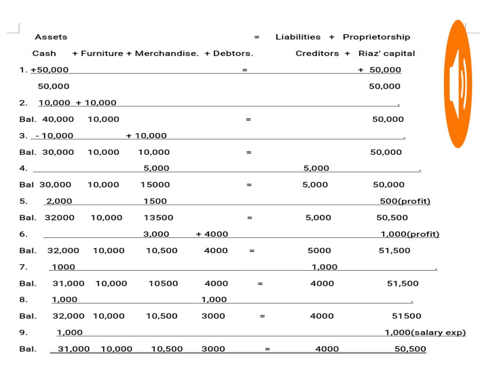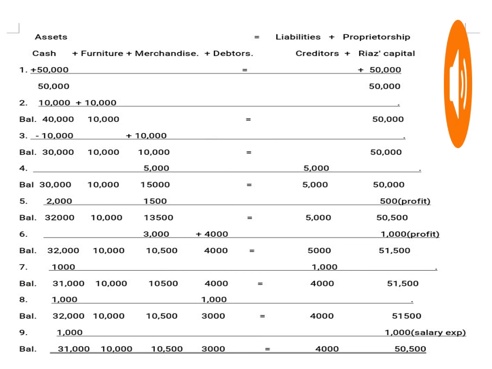Transaction number 1, Mr. Riaz commenced his business with cash rupees 50,000. In this transaction, Mr. Riaz started business and invested cash amounting to rupees 50,000 in it. There are two accounts involved in this transaction. One is assets and the other is capital, and both accounts are increasing in this transaction.